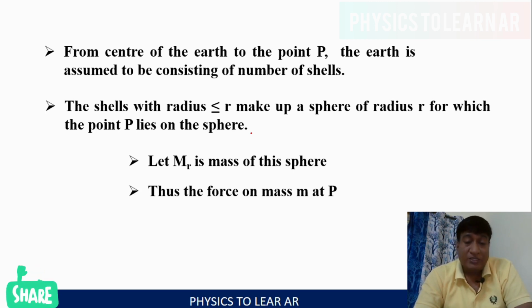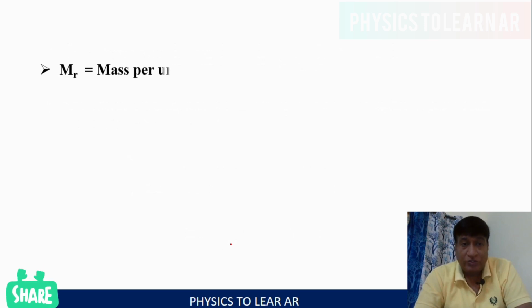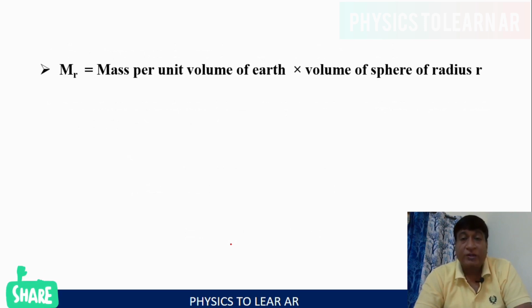Thus, the force on the mass at P, which we now take from the universal gravitational force, we can write as capital G into small m into the mass of the earth at a distance r by r square. This is modified because here Mr represents the mass of the earth at a distance r, which can change. So I can write it as mass per unit volume of the earth into the volume of the sphere.